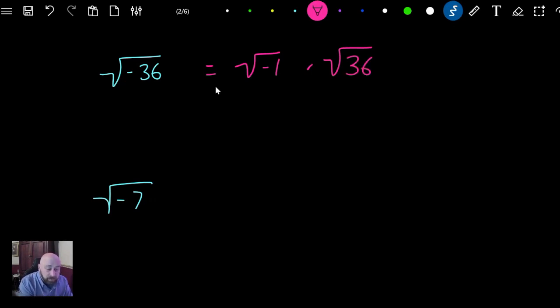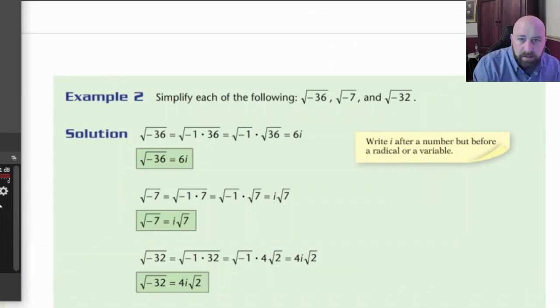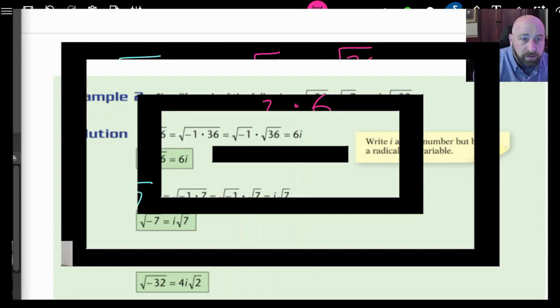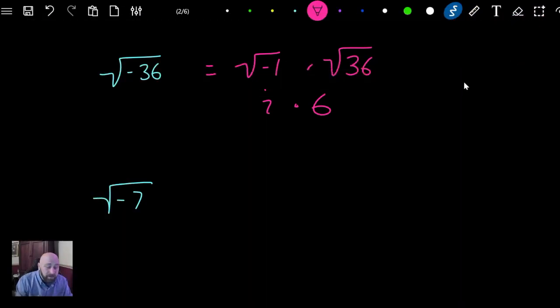Now we can solve this. This is going to solve out to i, that's going to be your i, times 6. The square root of 36 is 6. Now notice it says something here in your book, and I want you to pay attention to this. Write the i after the number, but before a radical or a variable. All right, so that's just a little bit of a procedural thing. If you write it in a different order, it really doesn't matter. I think even in this lesson, I wrote it in a different order a time or two. It's really fine because it's the same thing.